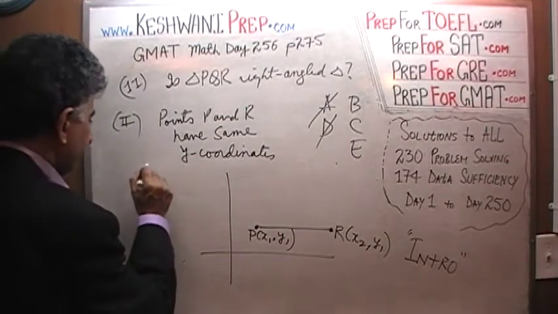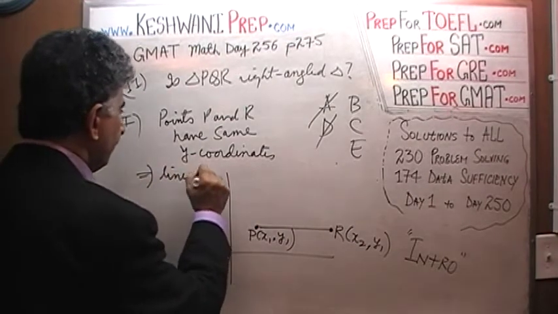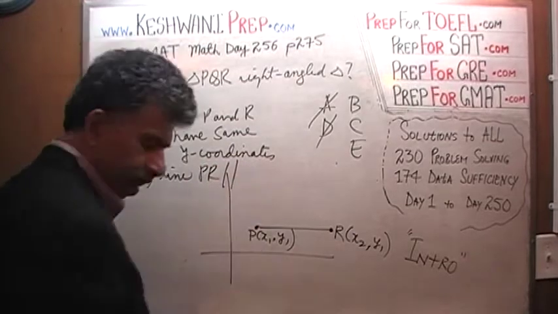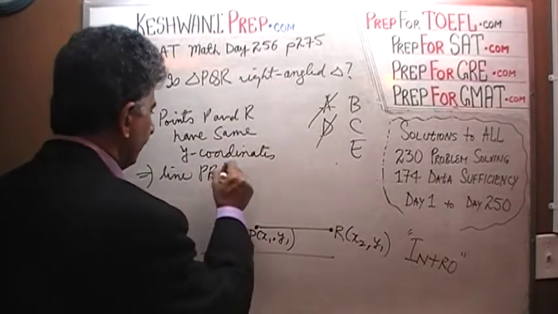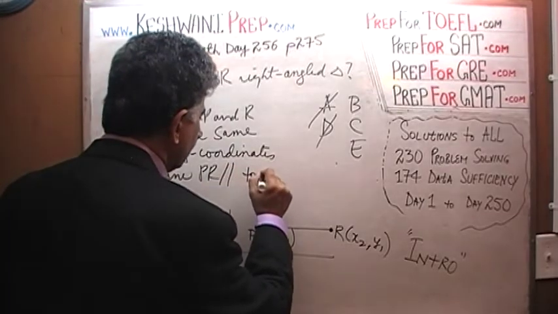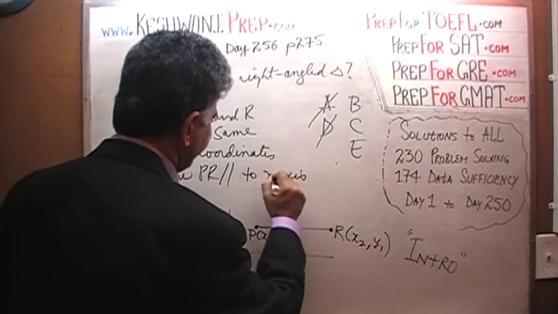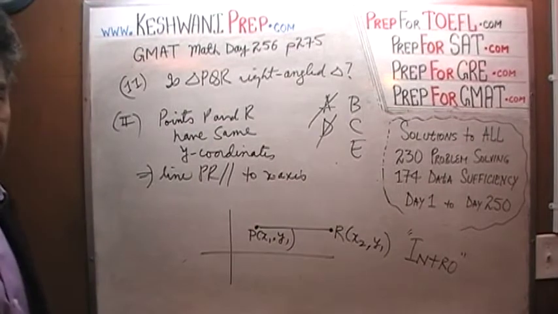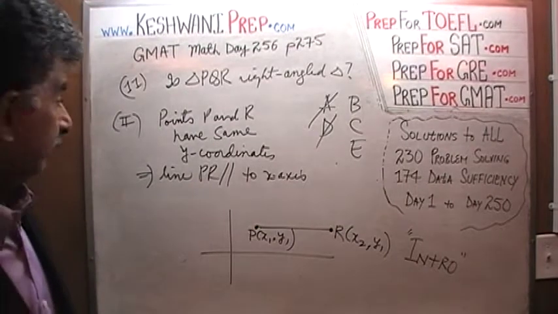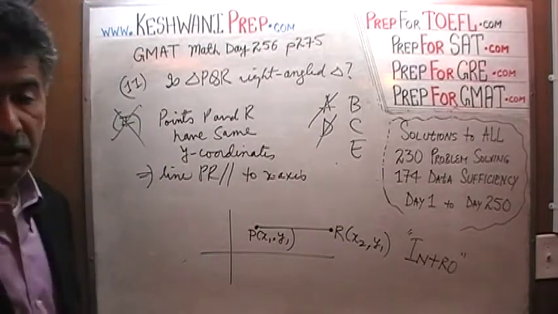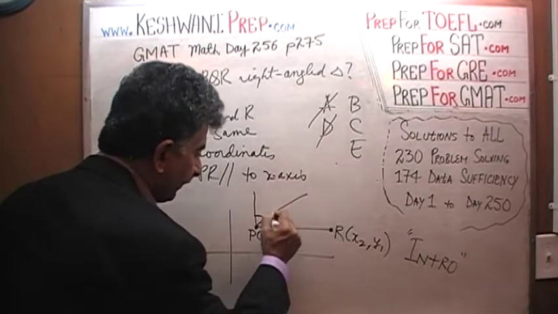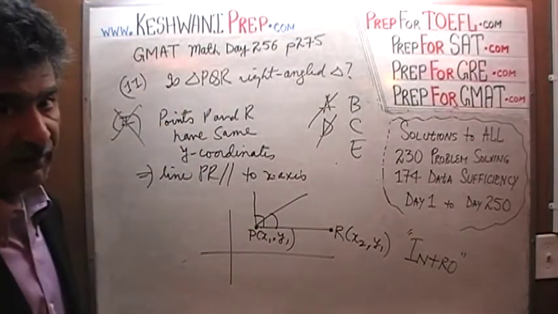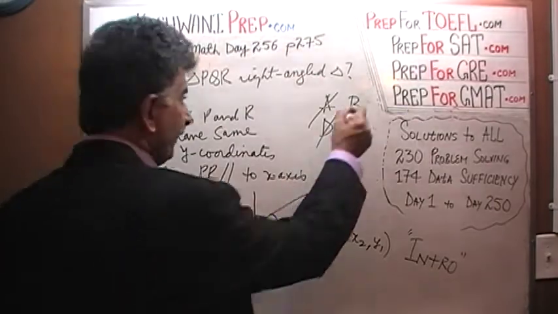So this tells us that the line PR is parallel to the x-axis. Again, this statement by itself actually doesn't do anything. This statement by itself does not tell us if the triangle that we're looking at is a right angle triangle or not. It could be right angle or it could be something like this. So this by itself doesn't do anything. So the answer is not B.